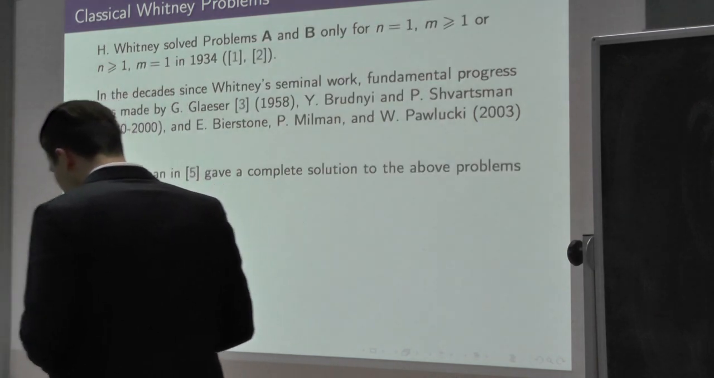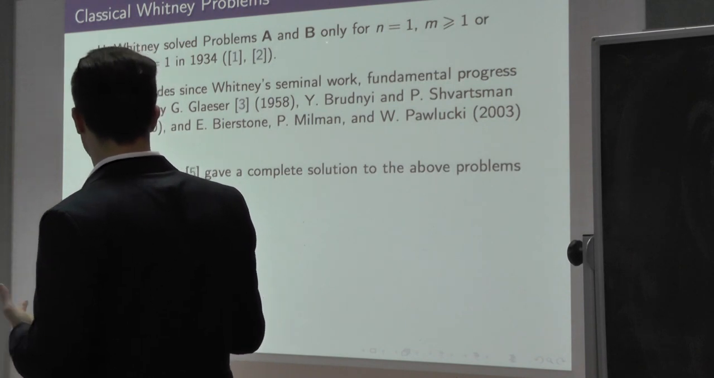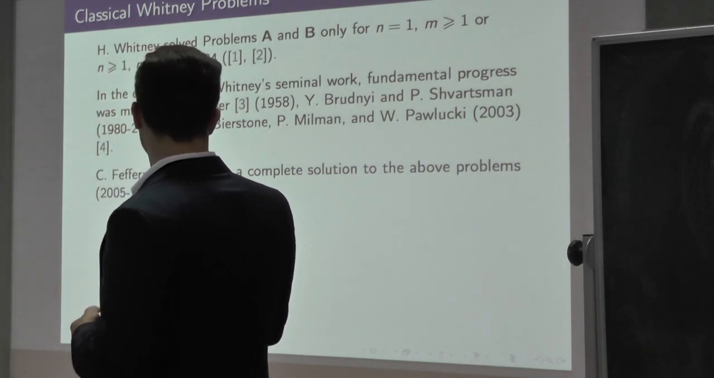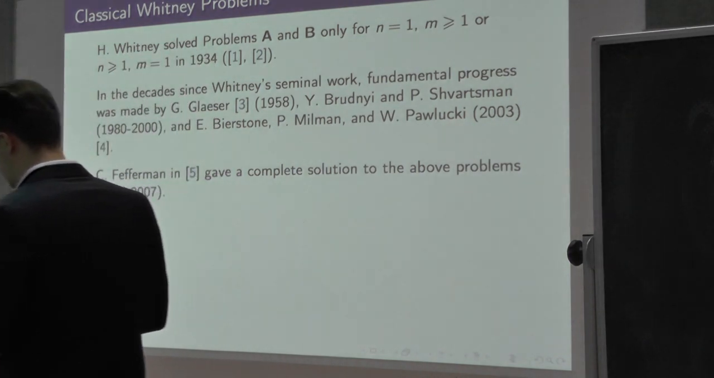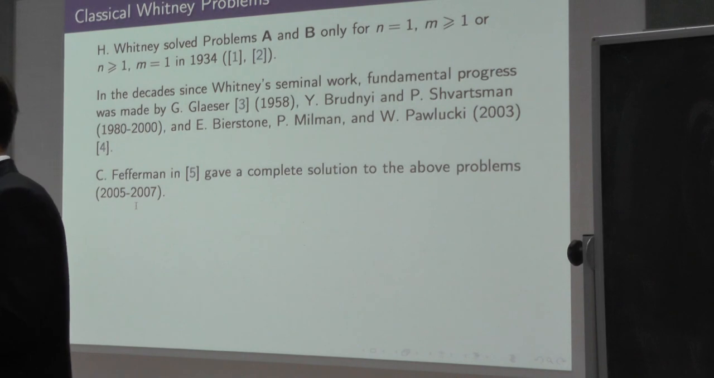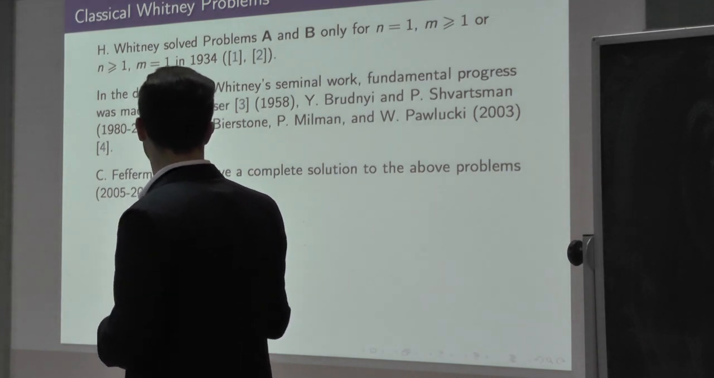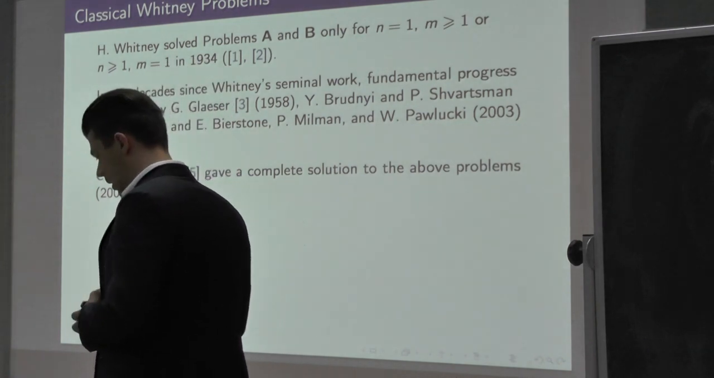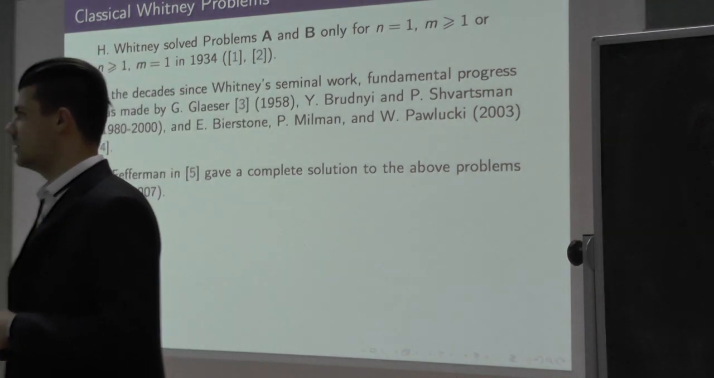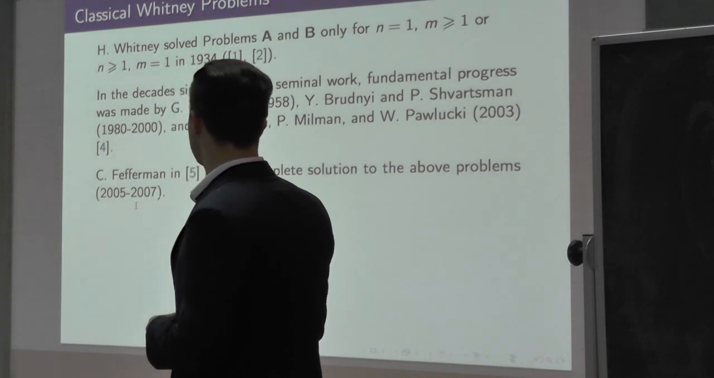This problem has a rich history. First of all, Whitney solved problem A and problem B only for the case n equal 1, or n greater than 1 and m equal 1, in his famous papers in 1934. After these fundamental papers, there were several breakthroughs in this direction by Glaeser, Brudnyi, Shvartsman, Fefferman, Bierstone, Milman, and Pawłucki. But finally, Charles Fefferman gave a complete solution of the above problems in a series of complicated papers in Annals of Mathematics in 2005-2007.